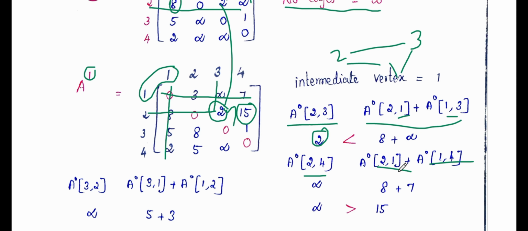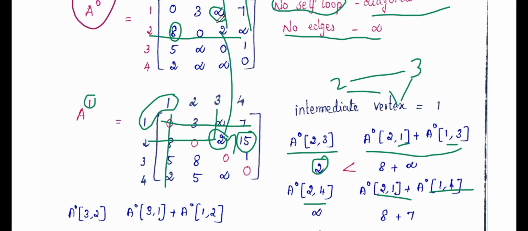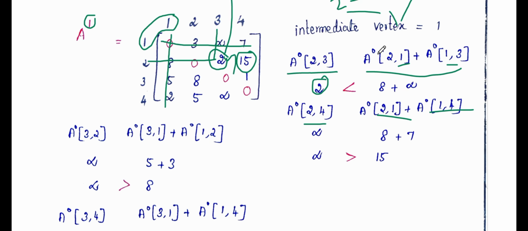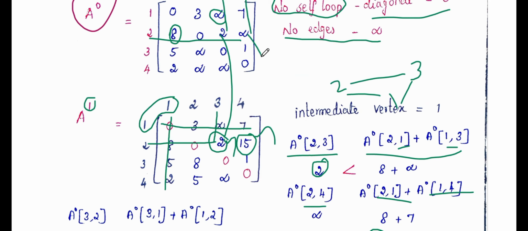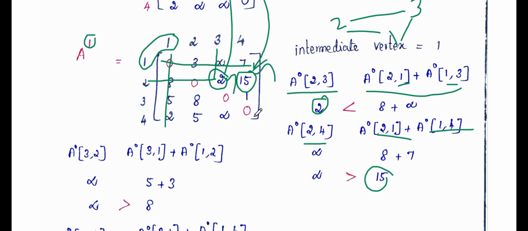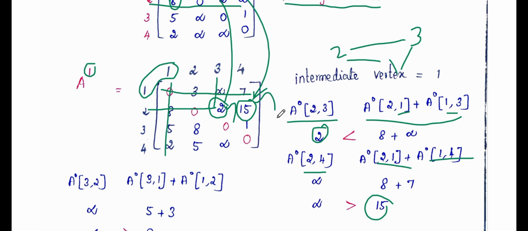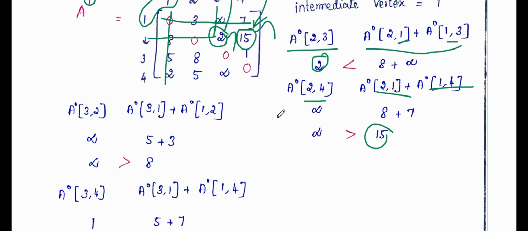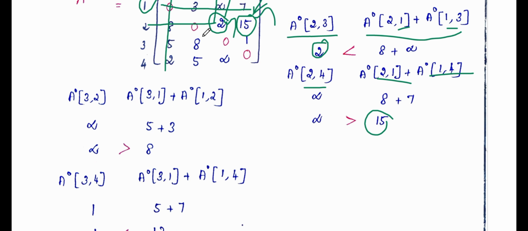Then what is the value through the intermediate vertex? In A1 we take 1 as the intermediate vertex. Then find the value 2 to 1 plus 1 to 4. So which one is here? 8 plus 4, the value. So 8 plus 4 is 15. Which one is minimum? 15 is minimum. So update this value here. Instead of infinity we update 15 here. Likewise you update all the values in the matrix. Clear? Likewise you find all the remaining values.